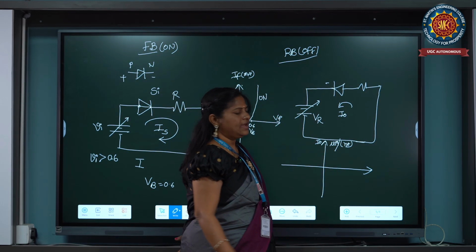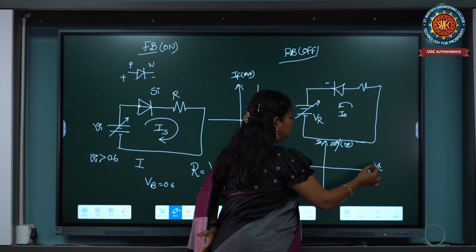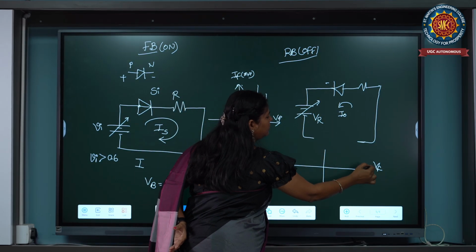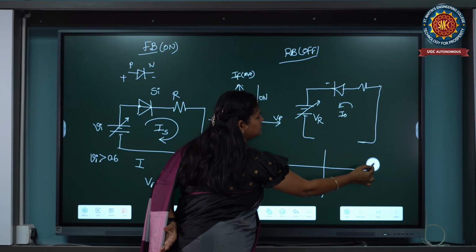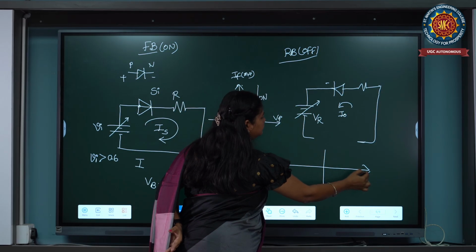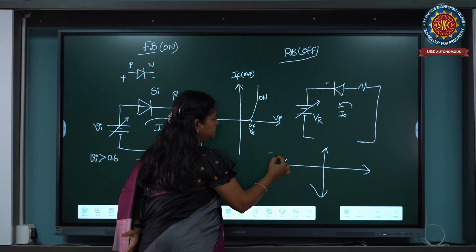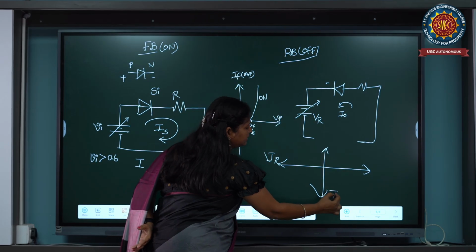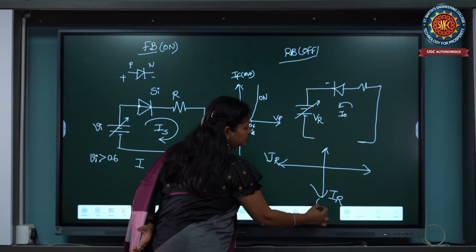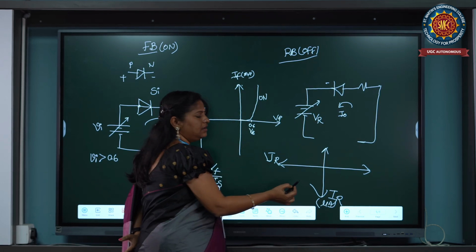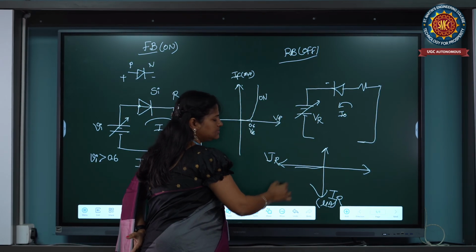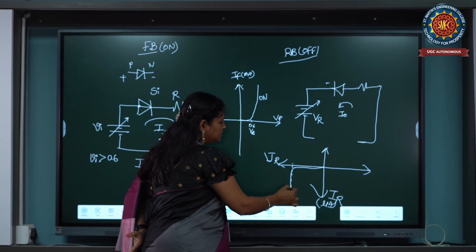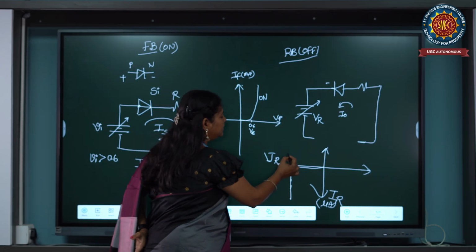Okay, now as we change the reverse voltage, the current will change like this. I am taking the reverse bias, so that is the voltage V reverse, and the current is I R, in microamperes. A small amount of current flows due to the minority charge carriers. Whenever the breakdown occurs, the current increases rapidly. That is called the breakdown voltage.